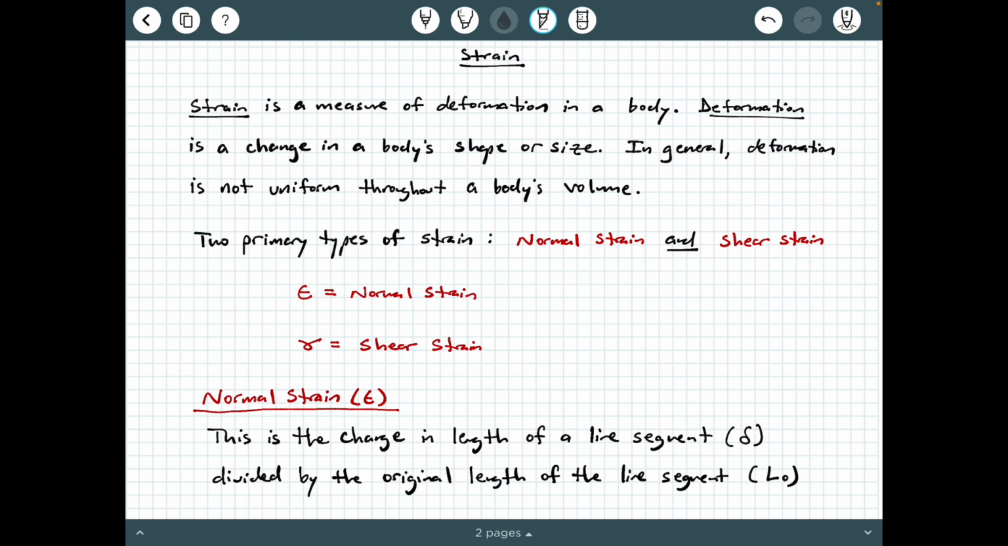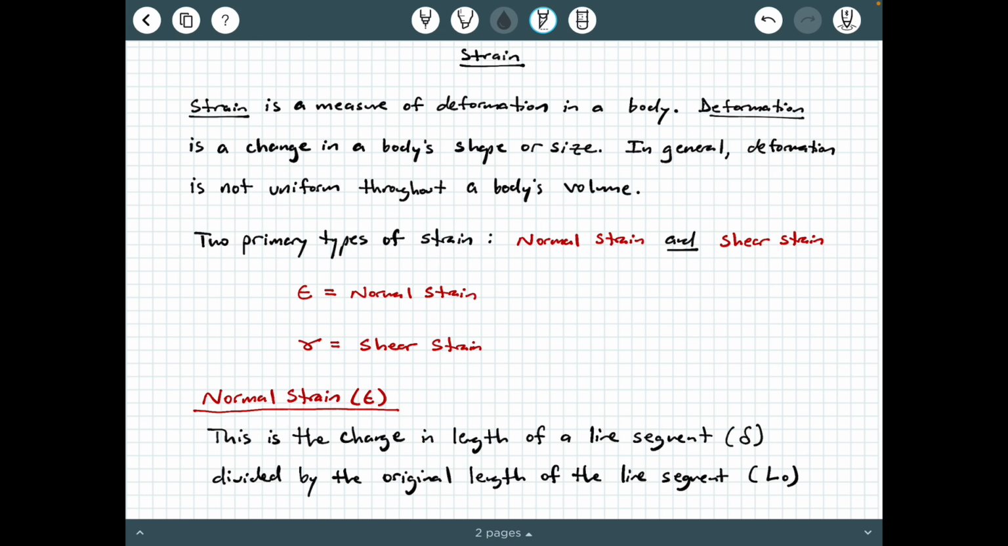So in general, deformation is not going to be uniform throughout a body's volume. Let's think about that. Let's say that you have some kind of body. Maybe that body is a machine or a structure or a table, and you apply a load to it, and it changes shape or size due to the applied load. Is that change in shape or size going to be uniform throughout the body's volume? No, not at all. Not at all. You're going to have more change in shape on one end versus the other end or part of that particular body.